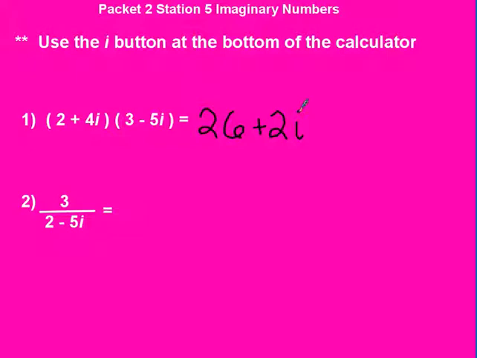Number 2, I'm also going to type in exactly how I see it, except I need to make sure my calculator knows that this whole denominator is together. So I'm going to put parentheses when I enter it in my calculator. And sometimes it gives you something crazy, so you want to hit Math, Enter, Enter to get it in a plus bi form and fraction form.